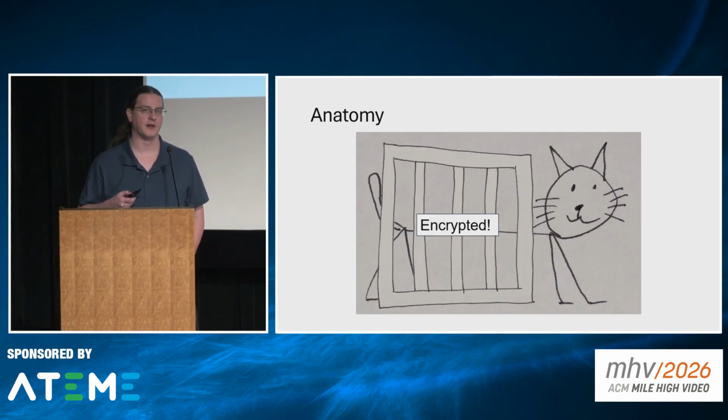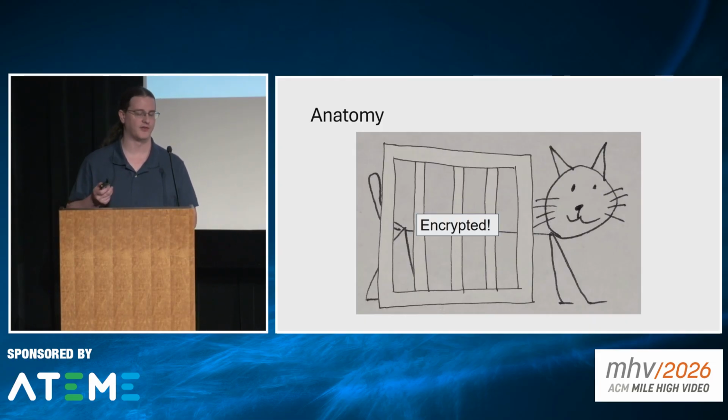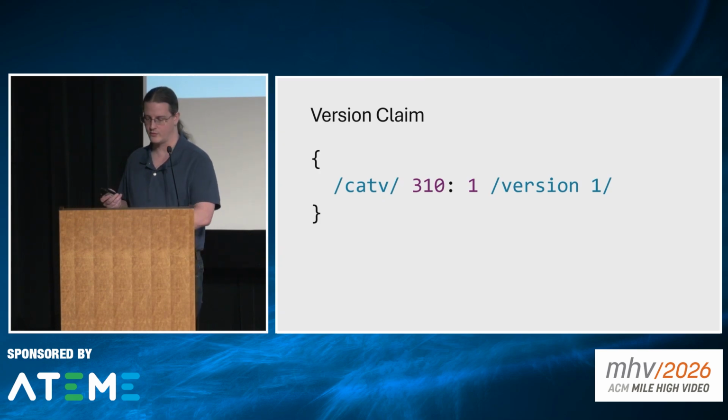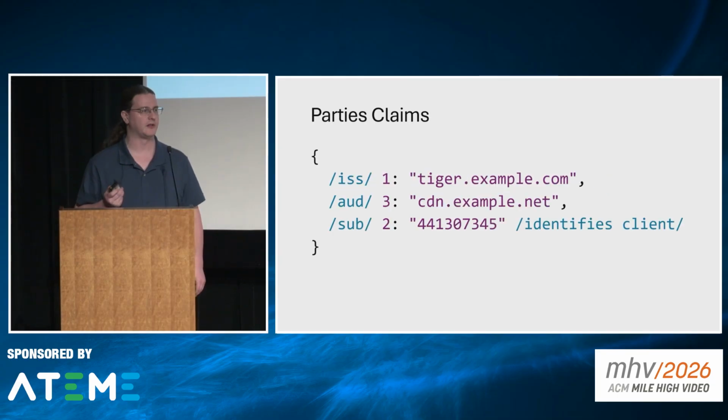There's another option, though. They can be encrypted. Encrypted works similarly to a signature or a MAC, except that the bearer cannot read the contents of the token. So let's get into the claims, breaking them down. This is the version claim. It's not very interesting. There's only one version. You don't need to include this.